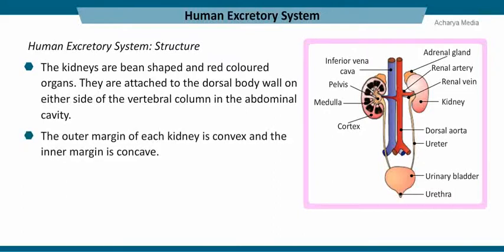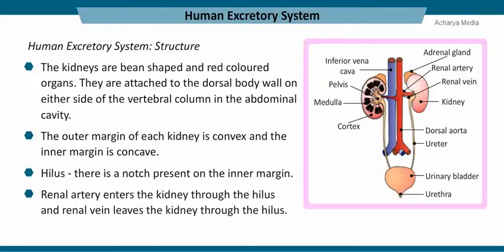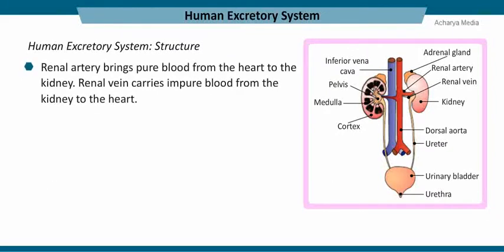The outer margin of each kidney is convex and the inner margin is concave. There is a notch present on the inner margin. It is called hilus. The renal artery enters the kidney through the hilus, and the renal vein leaves the kidney through the hilus. The renal artery brings pure blood from the heart to the kidney. The renal vein carries impure blood from the kidney to the heart.